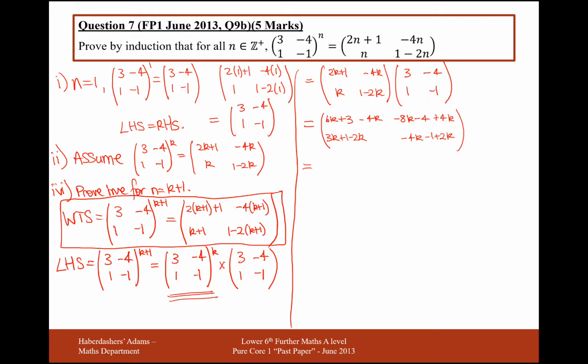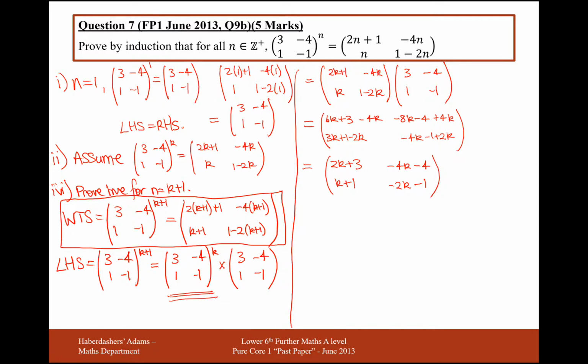So let's simplify all of our terms that we've got here. 6k take away 4k is 2k plus 3. We have minus 4k minus 4. 3k minus k is k plus 1. And the last cell is going to be minus 2k minus 1.